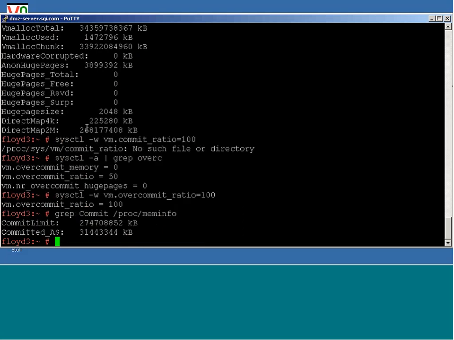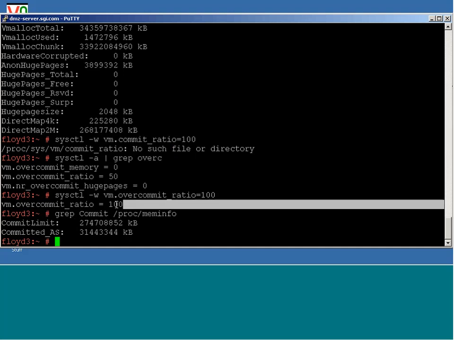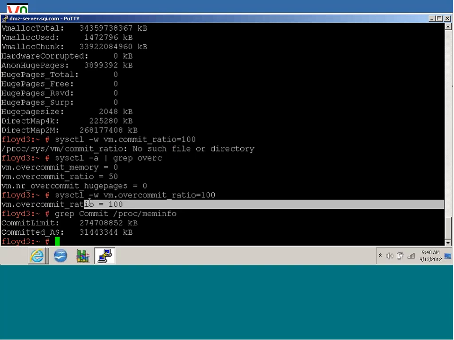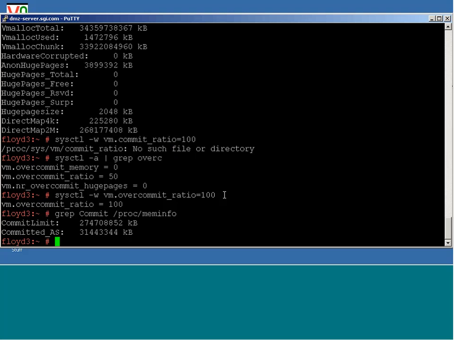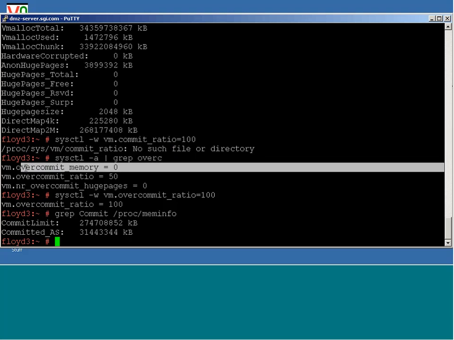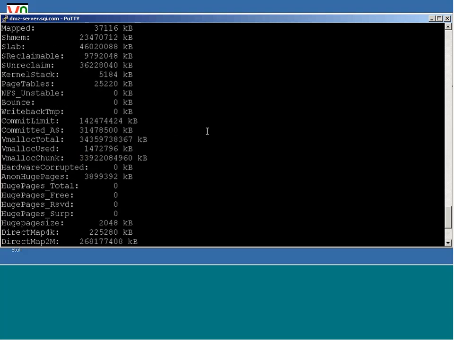Now if I take my commit there, now we're at 274. So that's saying 100% of my memory plus all my swap. So it's 264 plus 10, that's 274. So I've just changed my virtual memory size, what I can reserve. But again, since overcommit is a 0, we are allowed to overcommit, and this number is pretty meaningless. I get into that more in the advanced sysadmin class.